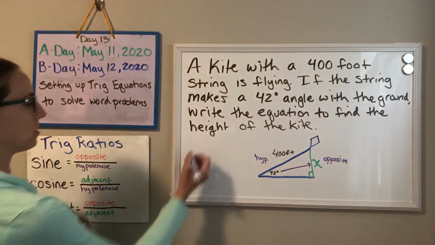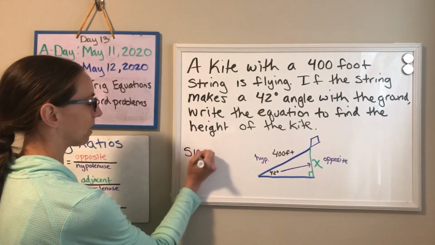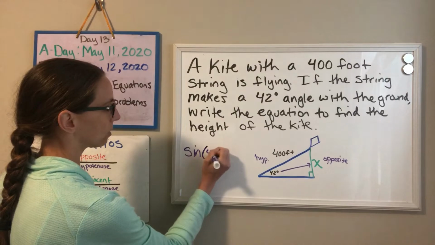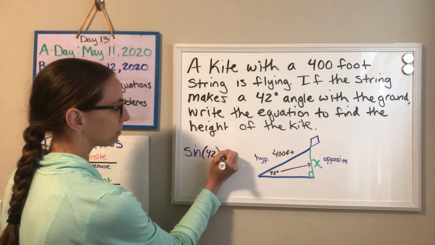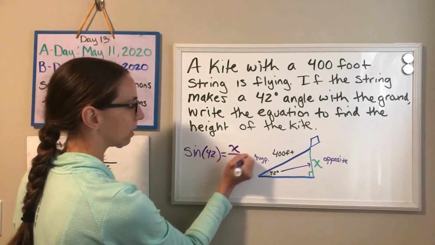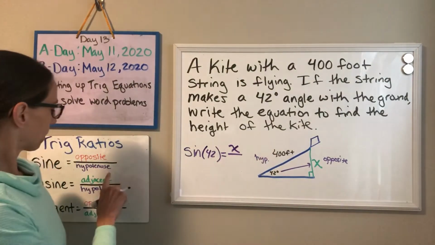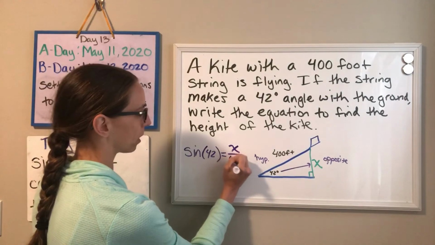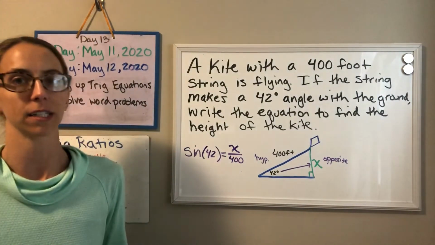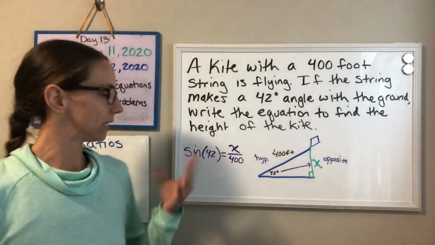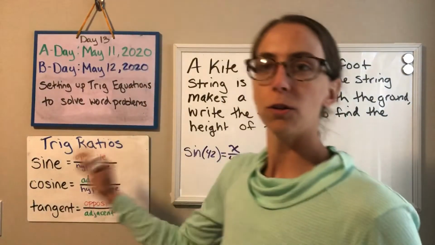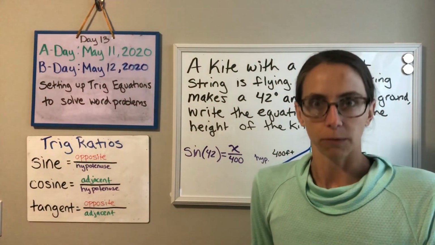This time we're going to be using sine. The sine of, and this time I know the angle, so sine 42 degrees is going to be equal to the opposite, which I don't know, that's my unknown, my x, over my hypotenuse, which is 400 feet. So again, all you're doing for this practice on these quizzes is setting up these equations. You're not solving them, you're just organizing your data using the correct trig function for yourself, okay?